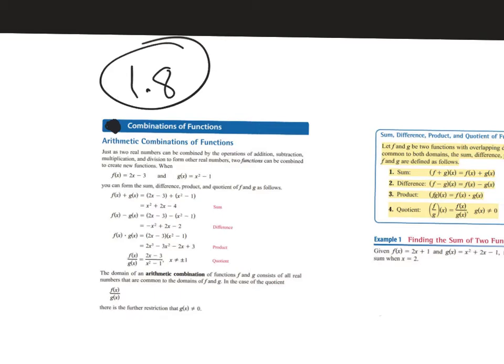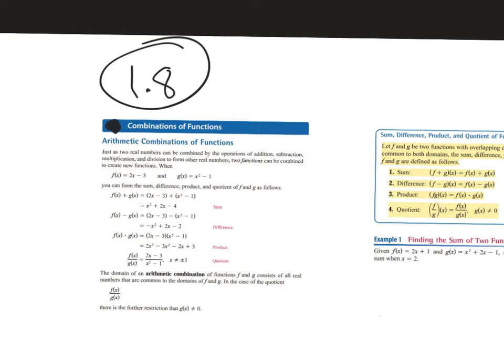Okay? We're talking about combinations of functions. You guys saw this in Algebra 2. You may not have seen it a lot. You may not remember it. If I say you've seen this before, and you're like, I hate when she says that, I don't remember, that's okay. That's why I'm going through it again, because I know a lot of you don't remember. But it should be a little familiar to you.